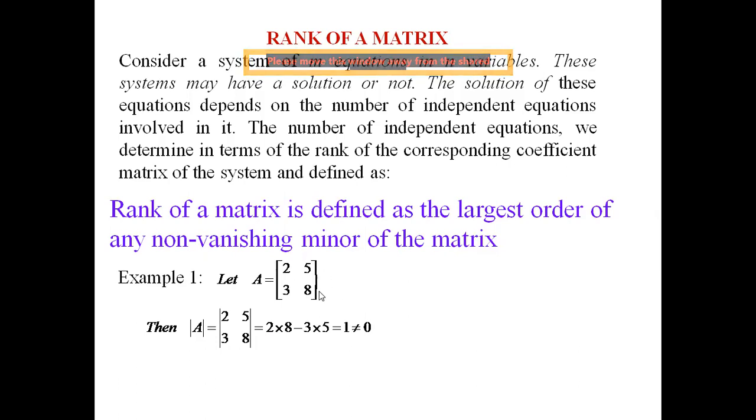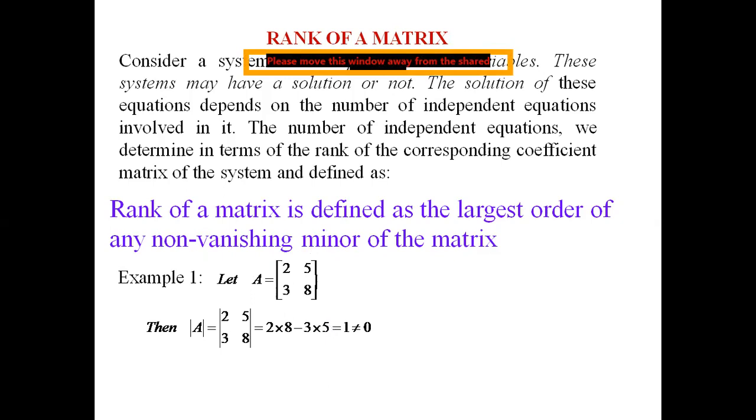Here, because it has 2 rows and 2 columns, it itself is a square matrix. So determinant not equal to 0 means the order of this matrix is 2. Order means the number of rows or columns of a square matrix. Since there are 2 rows, the rank of this matrix is 2 here.